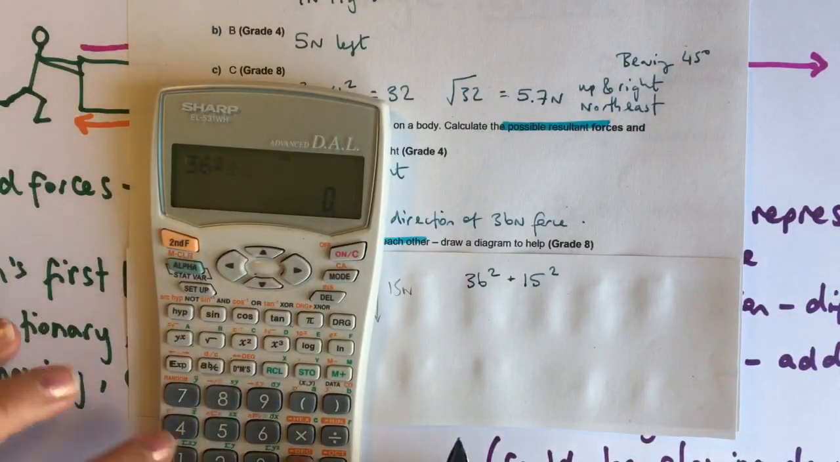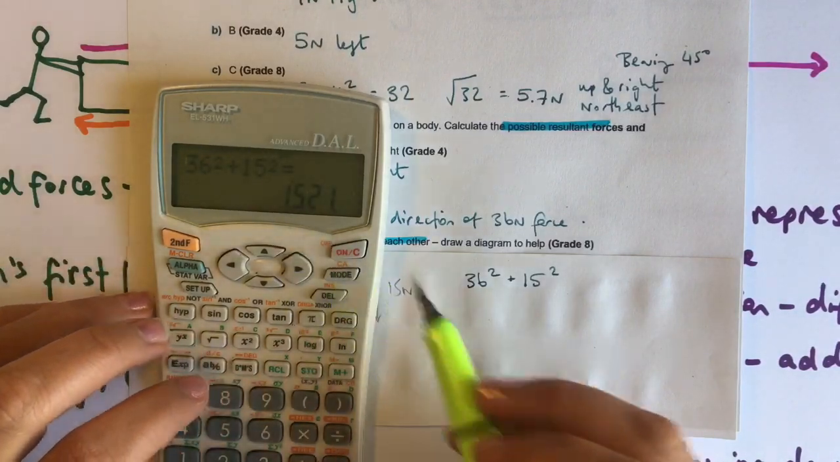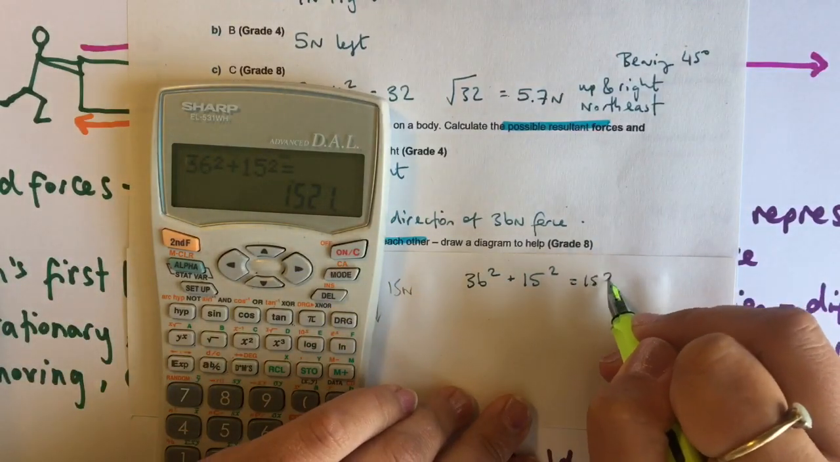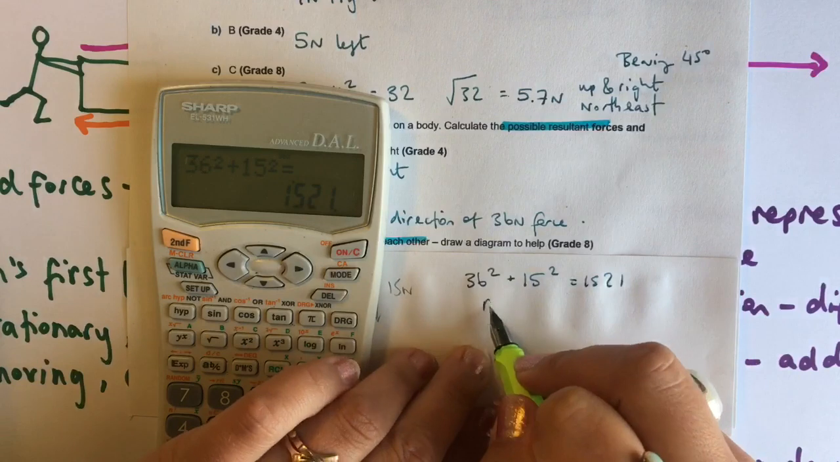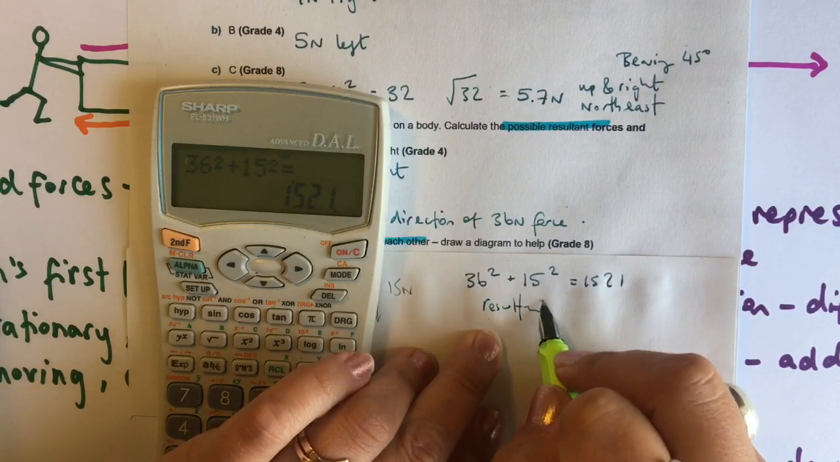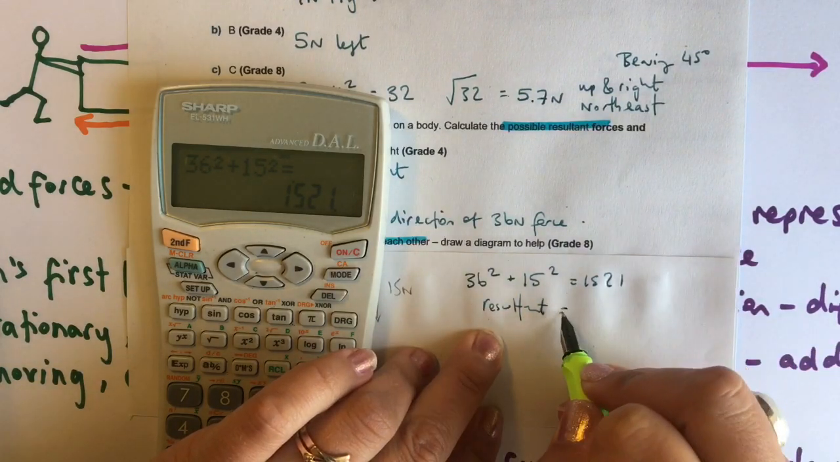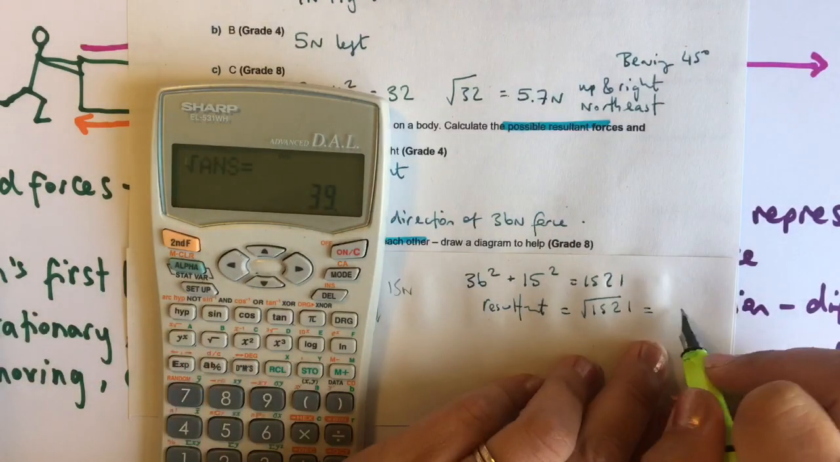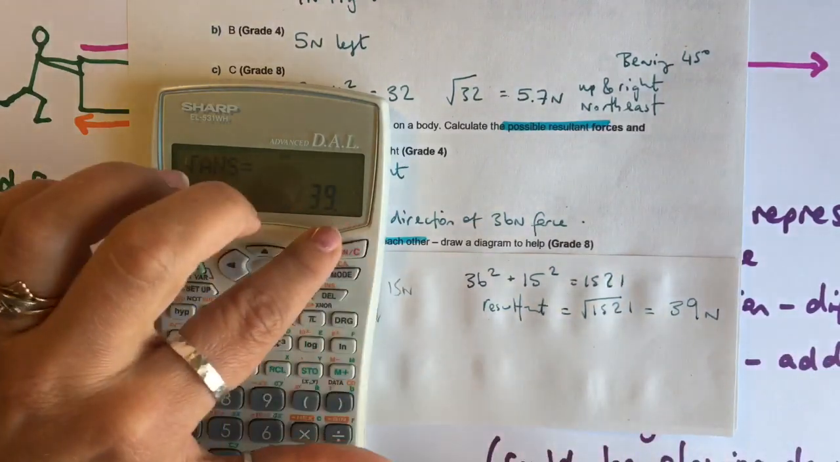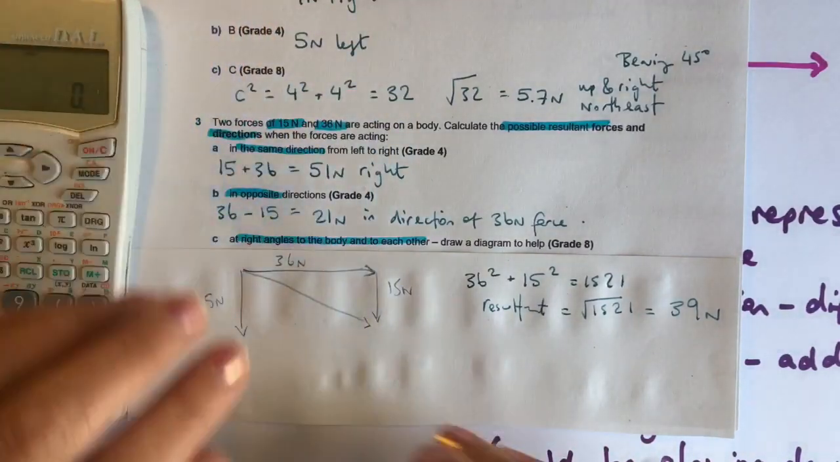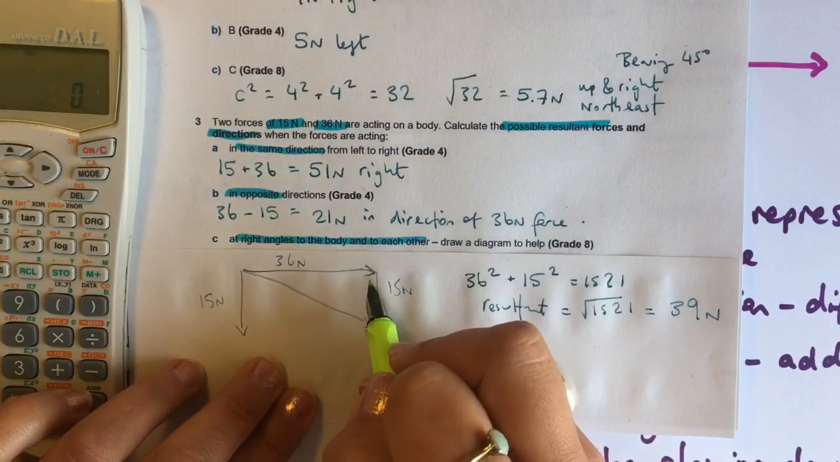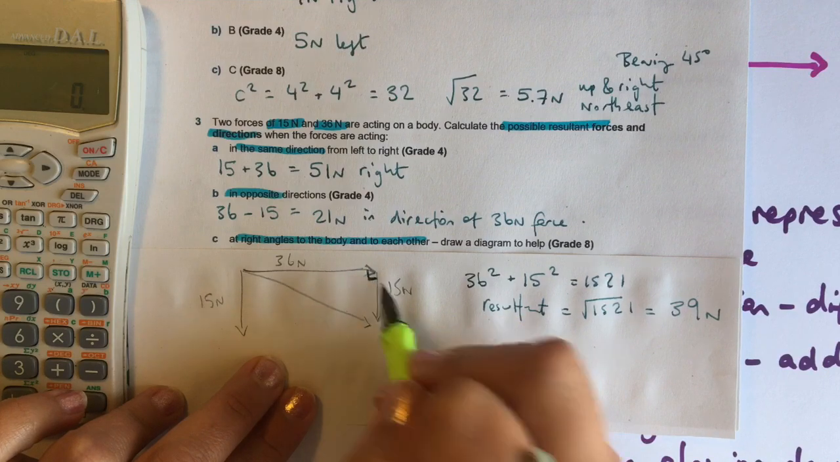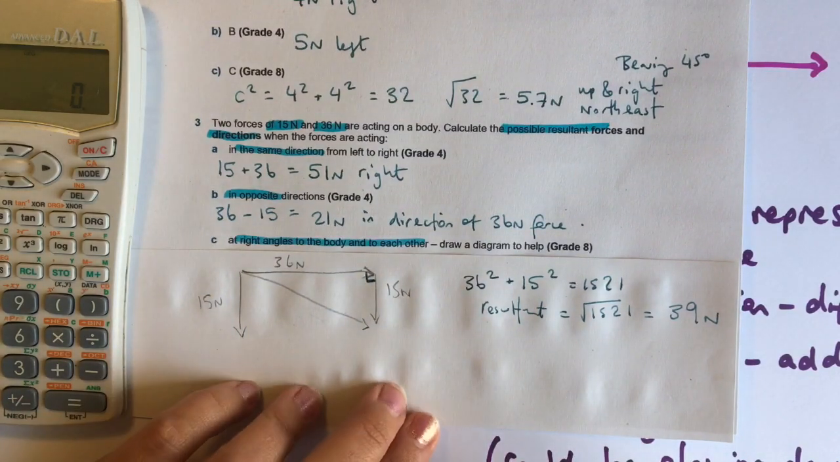36 squared plus 15 squared is 1521, but I don't want that. I want the square root of 1521, which is 39 newtons. Okay, but I need to know the direction as well. Well, it is a right angled triangle, so that means that we can use trigonometry.